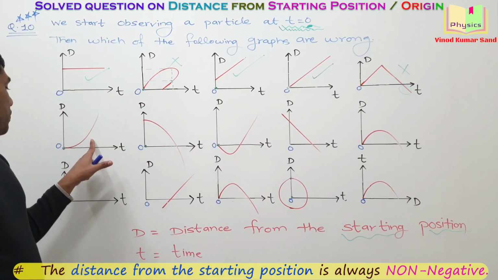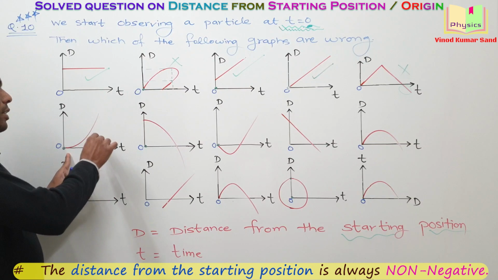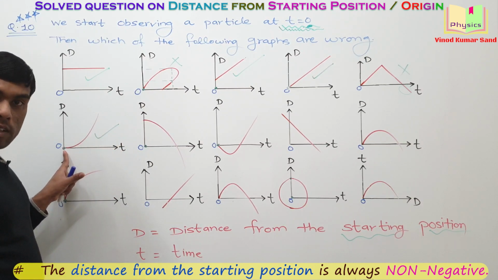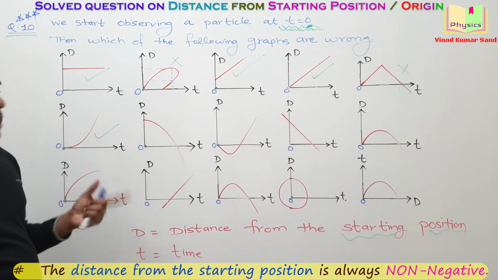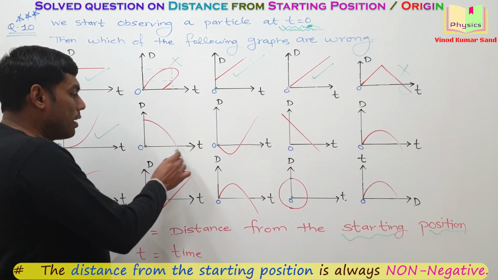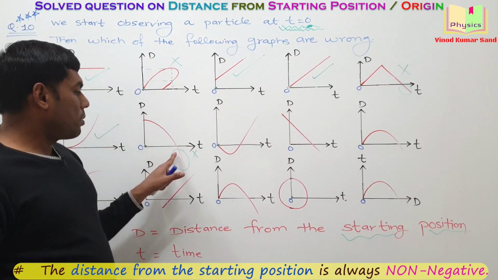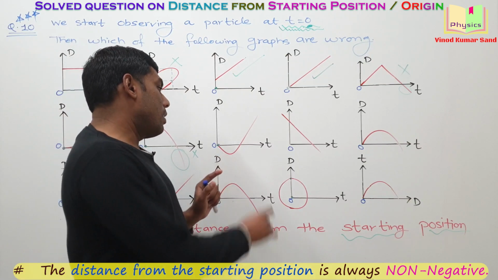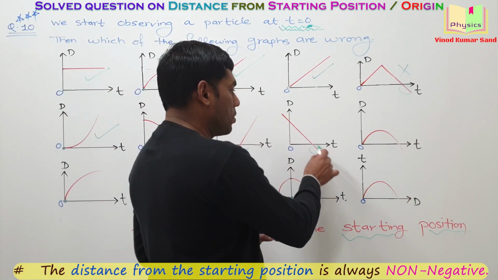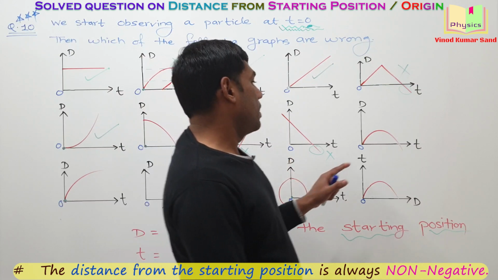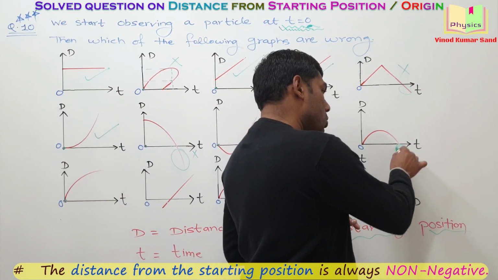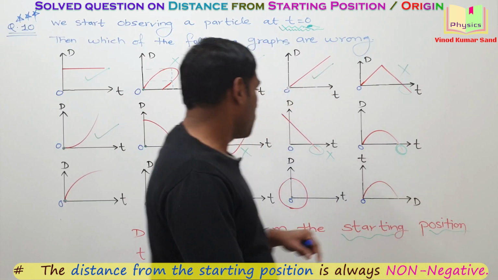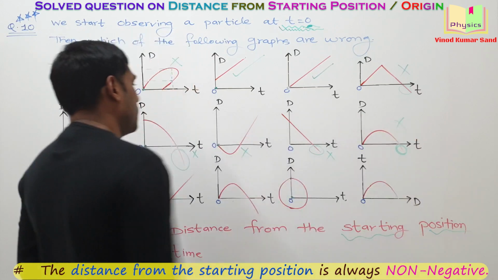Look at this graph. This is correct. There is no issue. T is equal to 0, the distance from the origin is 0 and then the distance is continuously increasing. It's fine. This graph has the issue: the distance from the origin cannot be negative. This is wrong. This graph also has the same issue, and this one too. The distance from the origin cannot be negative, so this is also wrong.